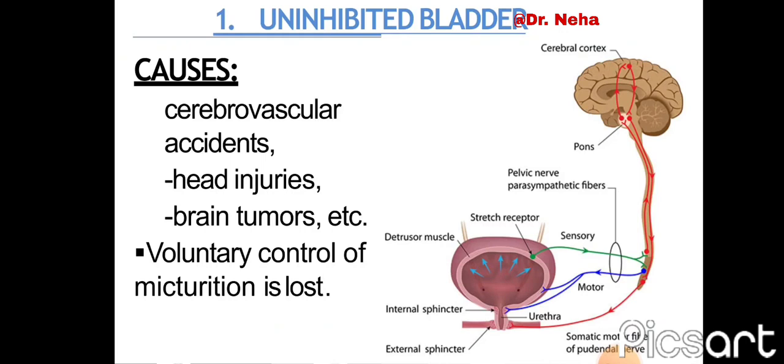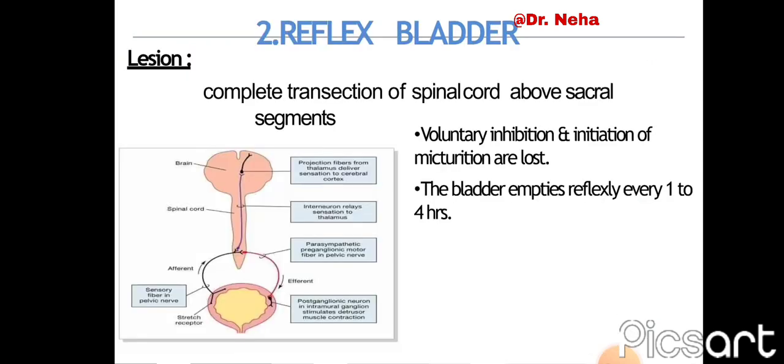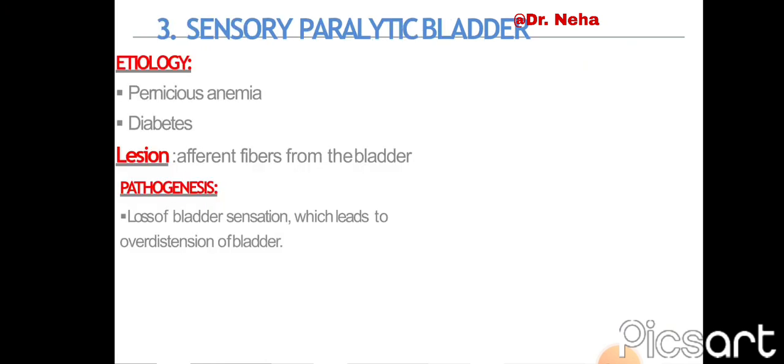First is the uninhibited bladder. The causes include cerebrovascular accidents, head injuries and brain tumors. In this, the voluntary control of micturition is lost. Then the reflex bladder. It is caused by the complete transection of the spinal cord above the sacral segments. It causes loss of voluntary inhibition and initiation of micturition. In this, these voluntary activities are lost. The bladder empties reflexly after every 1 to 4 hours.